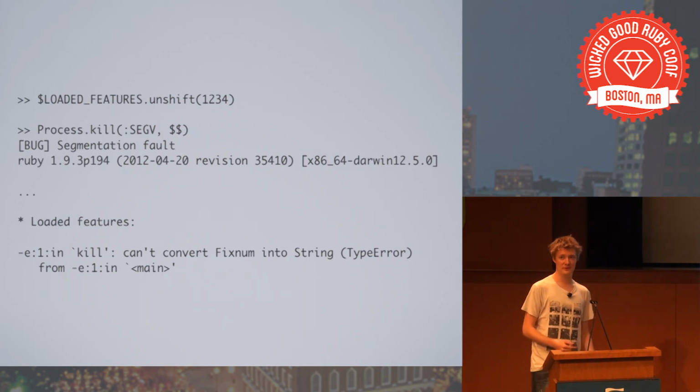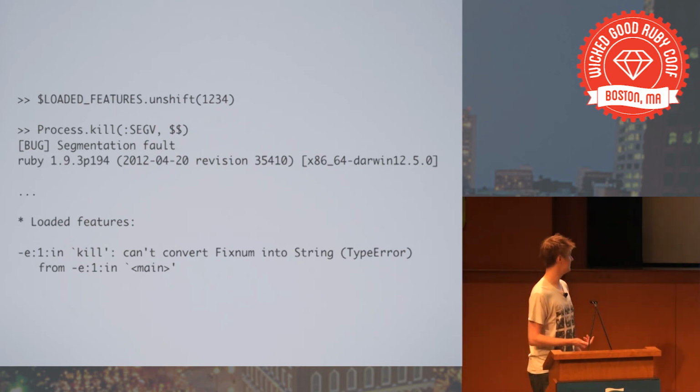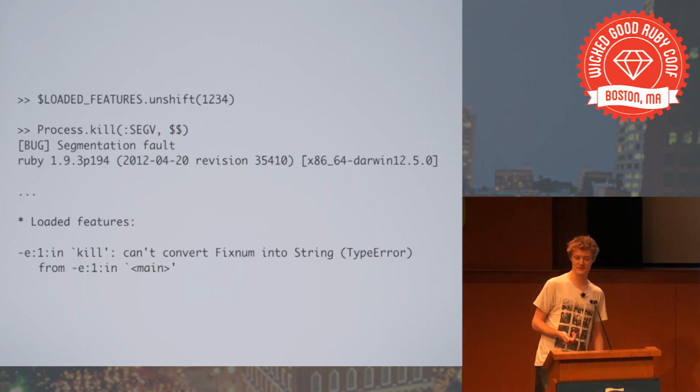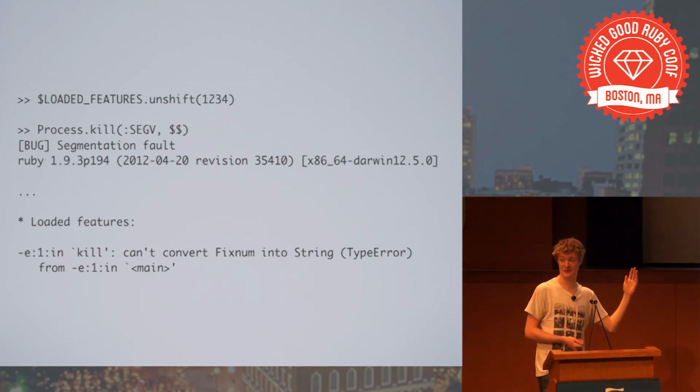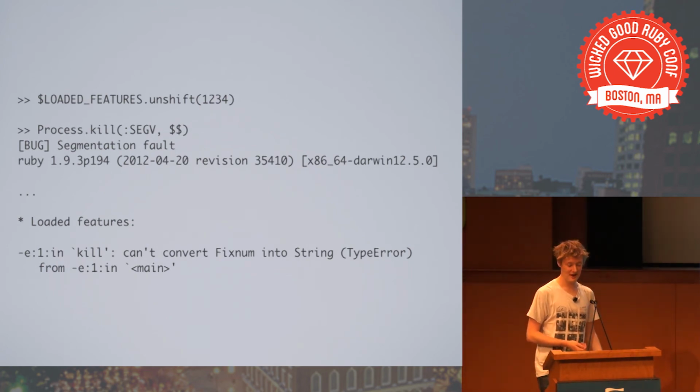If we put a Fixnum into loaded features, we just unshift that in, and then we simulate a segfault by sending SIGSEGV to our current process. We can see that when it's trying to dump the loaded features, it'll actually raise an exception and complain that it can't convert the Fixnum we've put in loaded features to a string. And then, obviously, that's an uncaught exception, so it just dies anyway.